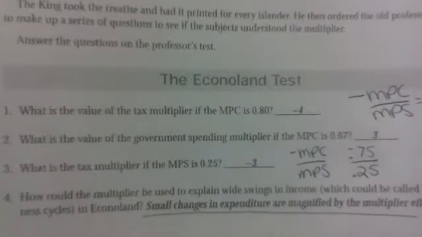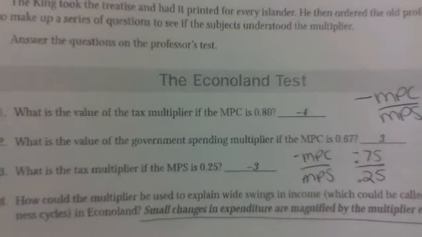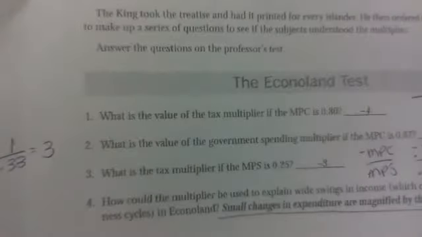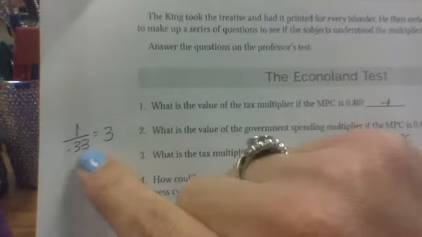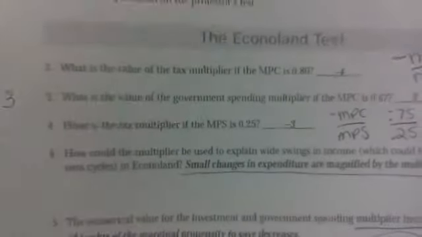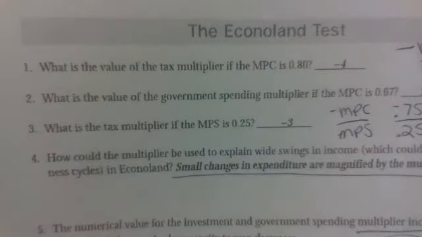Number 2, the value of the government spending multiplier if the MPC is 0.67. Remember, the spending multiplier is 1 over MPS. MPC is given to you, 0.67. MPS is going to be 0.33, so 1 over 0.33 is going to be equal to 3. That's your spending multiplier.